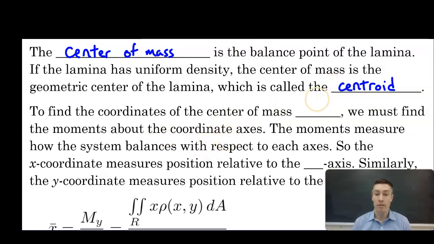To find the coordinates of the center of mass, which are x bar, y bar, so notationally we put a bar over x and y to indicate the center of mass, we must find the moments about the coordinate axes. The moments measure how the system balances with respect to each axis. So essentially we're going to weight the density at each point with its distance from either the x or y axes.